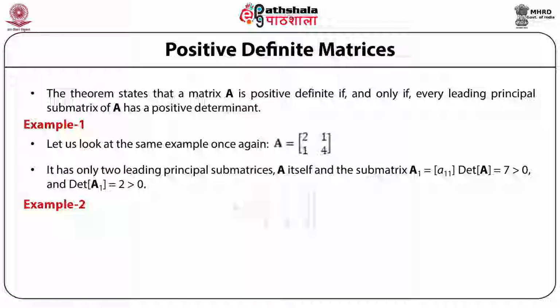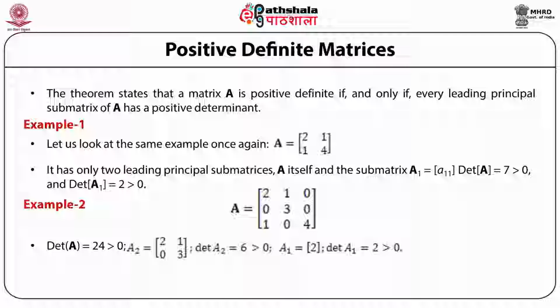Another example, let A be a 3 cross 3 matrix having elements 2 1 0, 0 3 0, 1 0 4. Then the determinant of A is 24, which is greater than 0, and the determinant of submatrix A2, which has elements 2 1, 0 3, is 6, which is again greater than 0, and A1 equals 2, and determinant A1 is 2, which is greater than 0. Hence, A is positive definite.